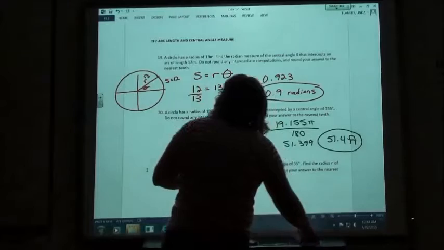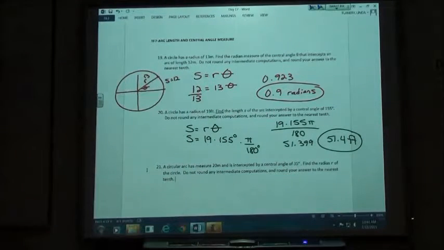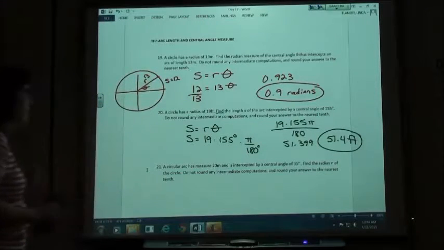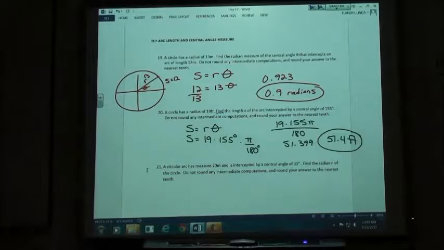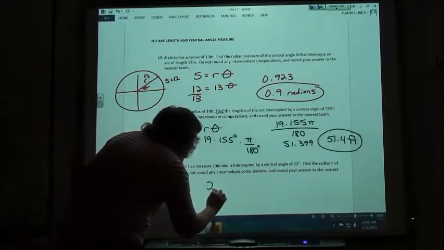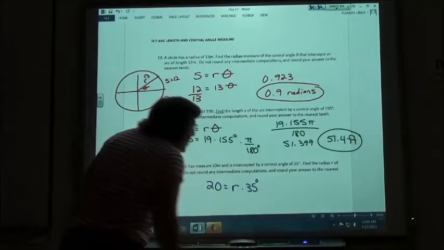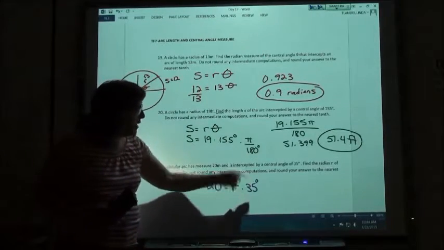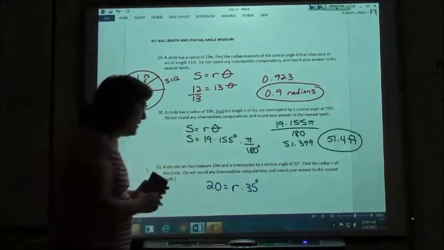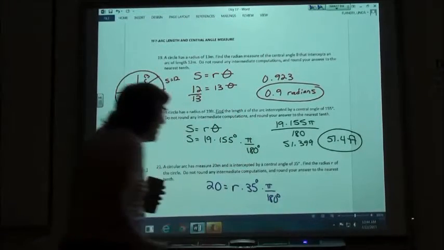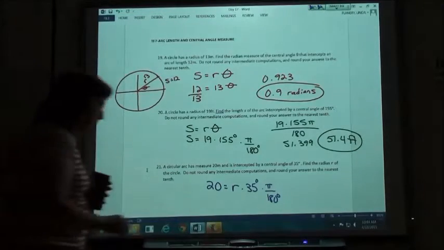21, I'm going to try to sneak in there so that we have our formulas and stuff. It says a circular arc has a measure of 20 meters. So we know the arc length is 20 meters. It's intercepted by a central angle of 35 degrees. Find the radius. So 20 is equal to the radius times the central angle of 35 degrees. Now again, this is in degrees, so we've got to convert it into radians. So I would multiply by pi over 180. And then I have to solve that for r.